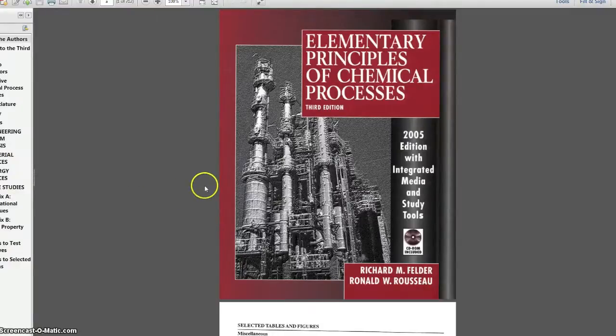As a start, this is the textbook that we'll be using. It's Elementary Principles of Chemical Processes by Richard Felder. This textbook is quite good, and if you're buying it, I think the price is about 110 ringgit, and you can use it throughout the whole 4 years of studies here. Alright, I think that's the introduction, and let's get started with the first chapter.